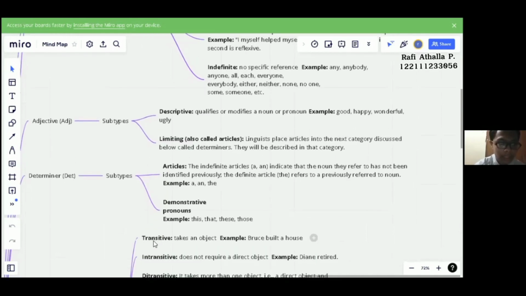And then we're going to talk about determiners. What is a determiner? A determiner is a word that fixes the form, position, or character of a noun beforehand. There are two subtypes. Articles: the indefinite articles a and an indicate that the noun they refer to has not been identified previously. The definite article the refers to a previously referred to noun. Examples: a, an, the. And then there are demonstratives, for example this, that, these, and those.